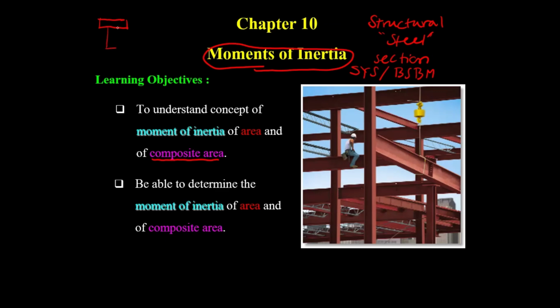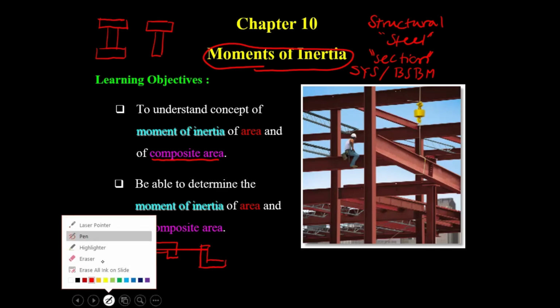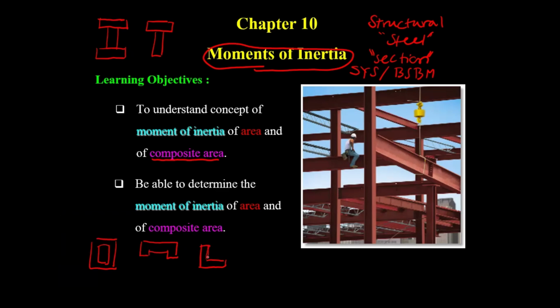And the structural steel has sections, and the section of the structural steel can be I, can be P, can be box, can be C. C is like a box cut in half, and can be L. All of them are important structural steel sections, and as you may expect, they are always in our final examination.